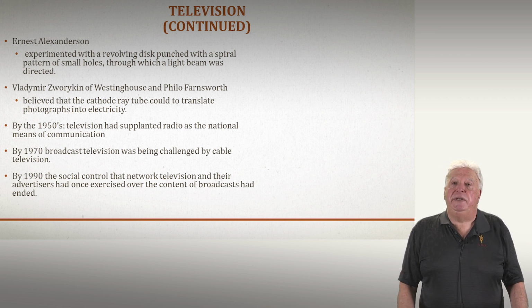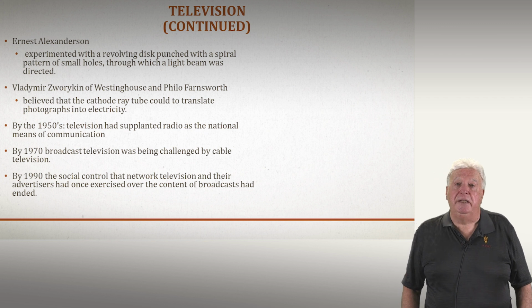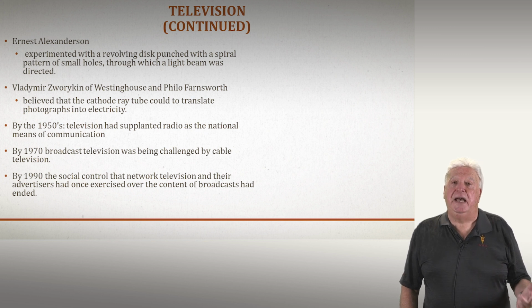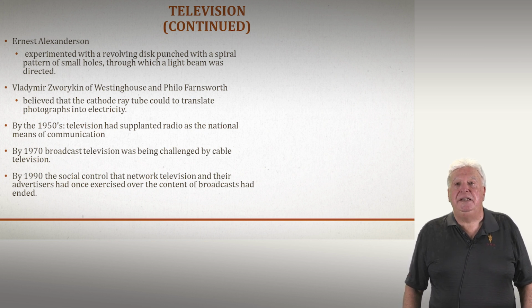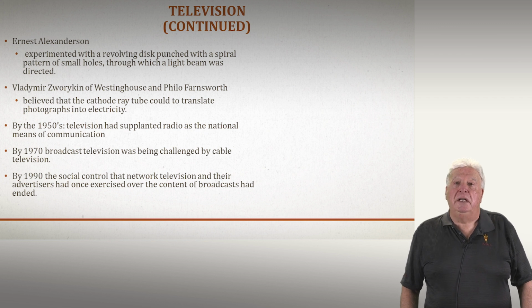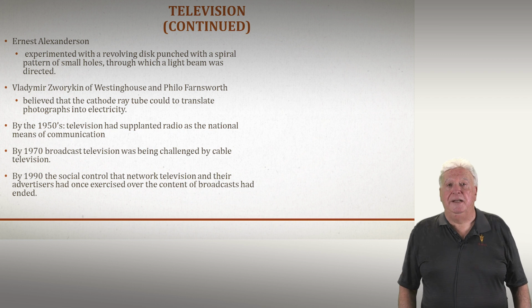Federal regulations created in the era of radio and television network broadcasting at first stood in the way of cable programming, but a series of executive and judicial rulings that organizations other than ComSat and Intelsat could orbit satellites gradually lifted these restrictions. By 1990, the social control that network television and other advertisers had once exercised over the context of broadcast had thus ended.